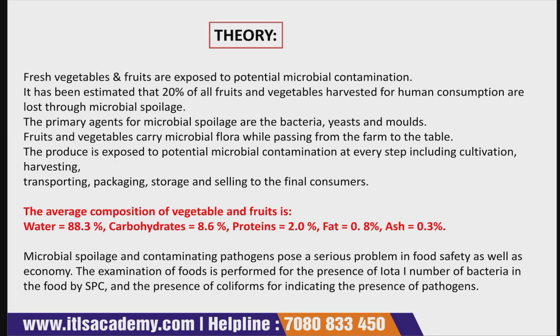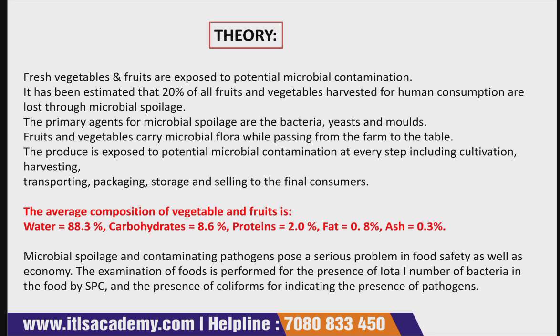So you can see to how much extent microbial contamination is exploiting the fruits and vegetables: 20% of all the fruits and vegetables harvested for human consumption. The primary agents of microbial spoilage are bacteria, yeast and mold. These three are the primary agents.